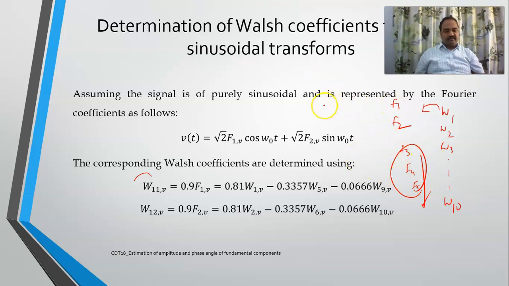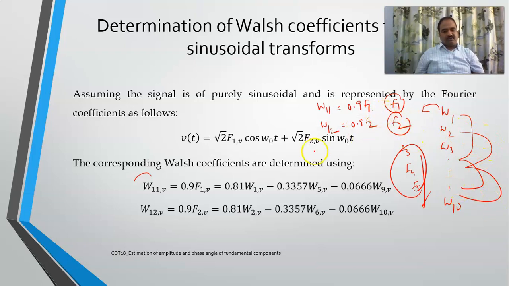In that case, if I want the truly effective Walsh coefficients W11 and W12 related to this, a rough estimation is this. You already know F1; we have already seen it. F1 depends upon W1, W5 and also W9. F2 depends upon W2, W6 and W12. If I substitute this, this is my expression. These are the generalized Walsh coefficients, and these are the two Walsh coefficients of the pure sinusoidal wave.